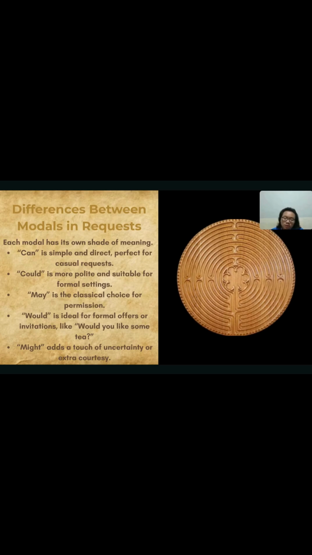Differences between modals in requests. Each modal has its own shade of meaning. Can is simple and direct, perfect for casual requests. Could is more polite and suitable for formal settings. May is the classical choice for permission. Would is ideal for formal offers or invitations, like, would you like some tea? Might adds a touch of uncertainty or extra courtesy.